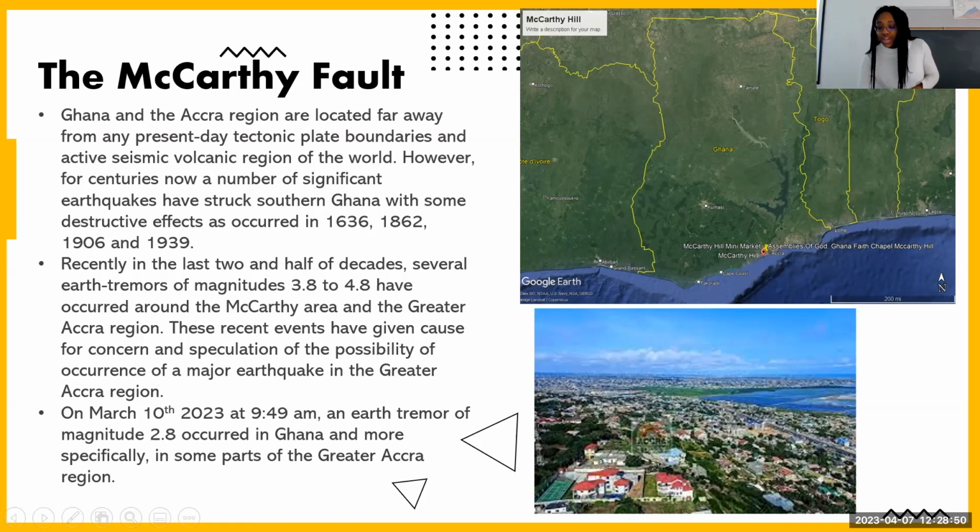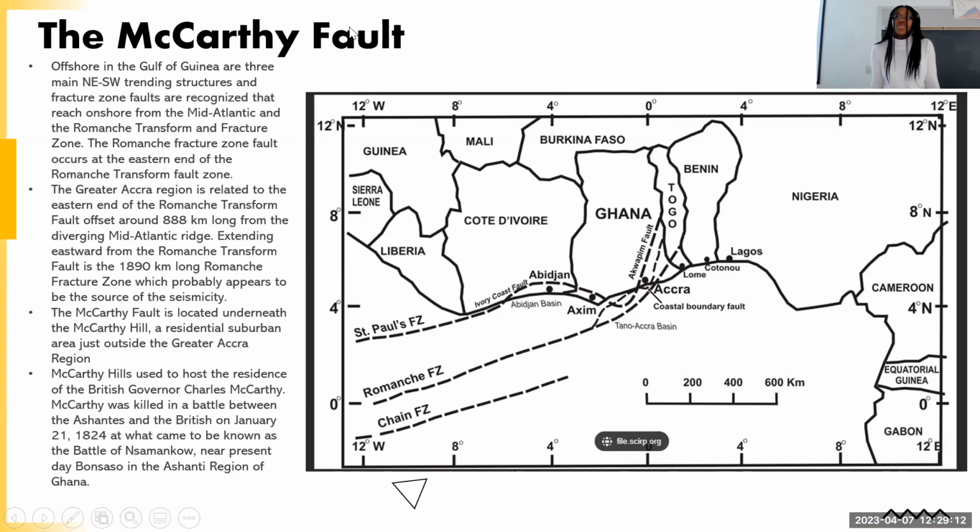And this is an image of the actual hill. McCarthy Hill is a very popular residential area just on the suburbs of Accra, the capital city. It's around 15 minutes from my house. And some of our movie stars, our athletic stars, our soccer stars live on this hill. So you will find quite a few very expensive mansions on that hill. Why they chose to live on a hill that's on top of a fault, I don't know.